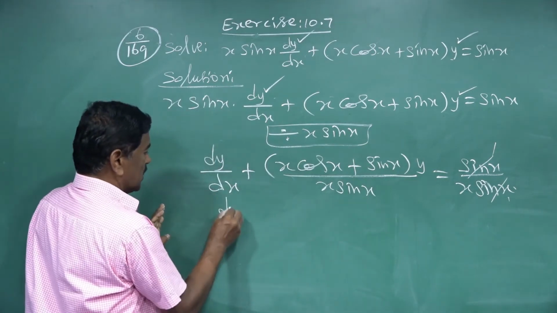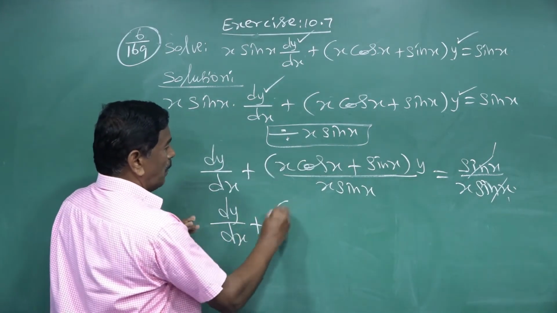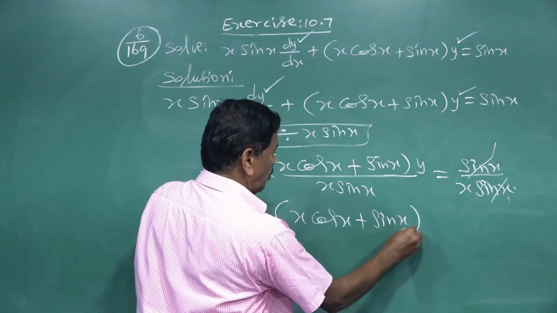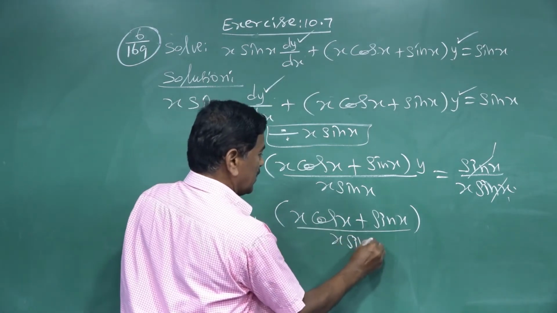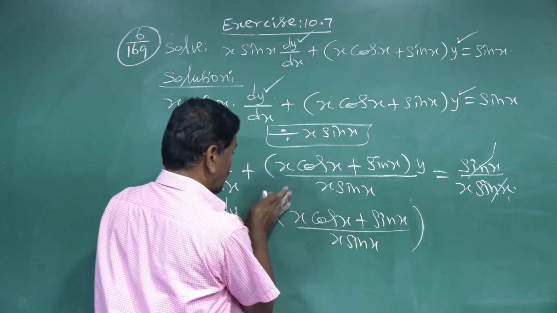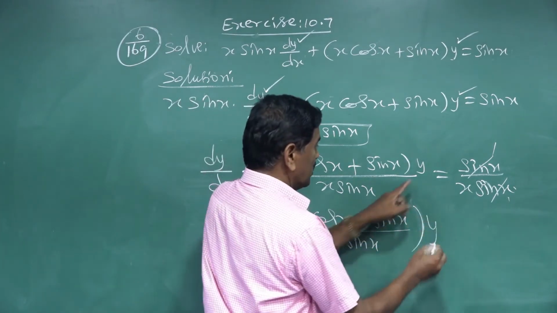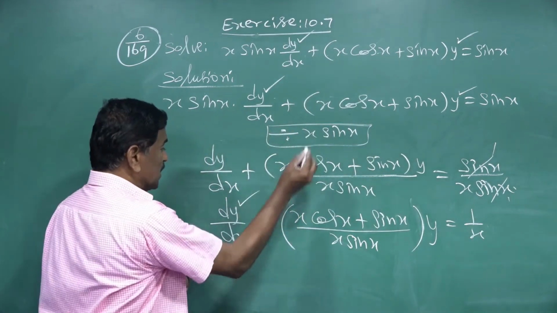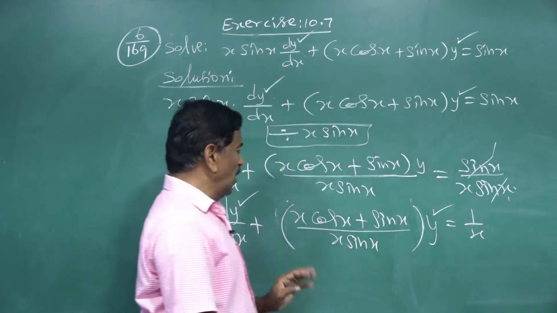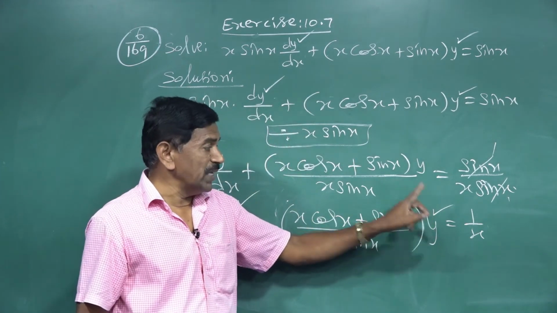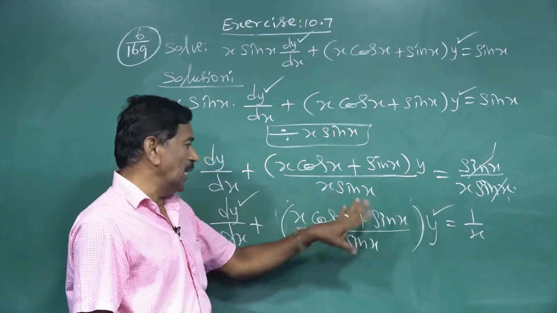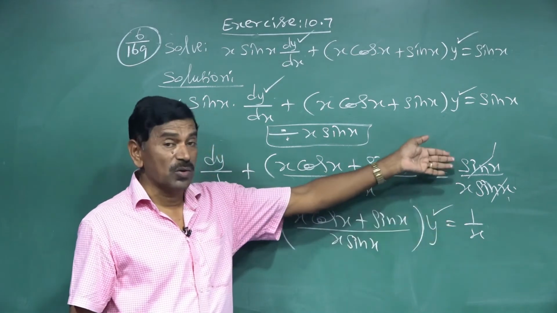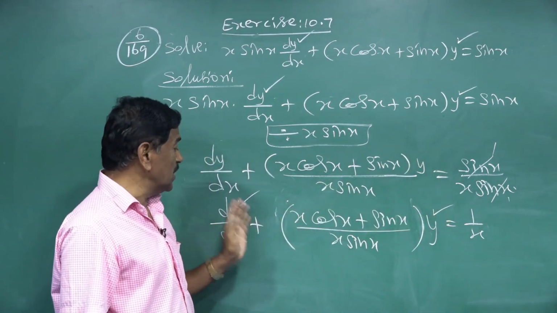And I write it now. That is dy by dx plus the bracket x cos x plus sin x, fully divided by x into sin x, into y, which is equal to 1 by x. Now listen, looking at the differential of y, there is only one y, there is no other y variable, and the y power is 1. The remaining terms are all functions of x, therefore this is linear in y.